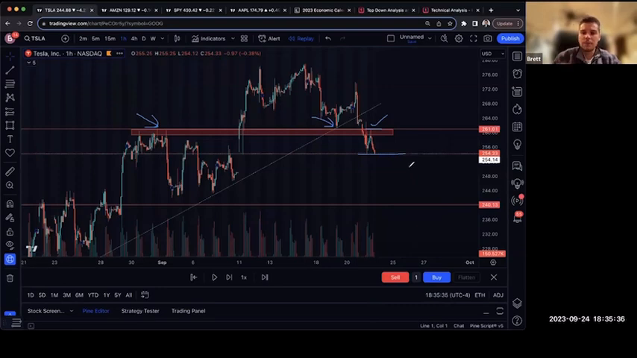And let me ask you a question. Would you guys look for puts here under 254, or would you look to bounce this for a move higher? What would you do here? Based upon what we're seeing here on the daily, 4-hour, hourly structure, are we looking for puts or are we looking for calls here in Tesla? What would you guys be looking for?